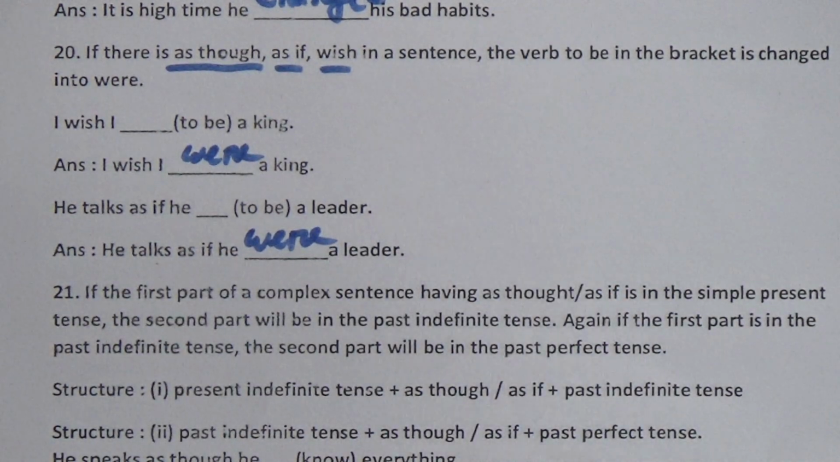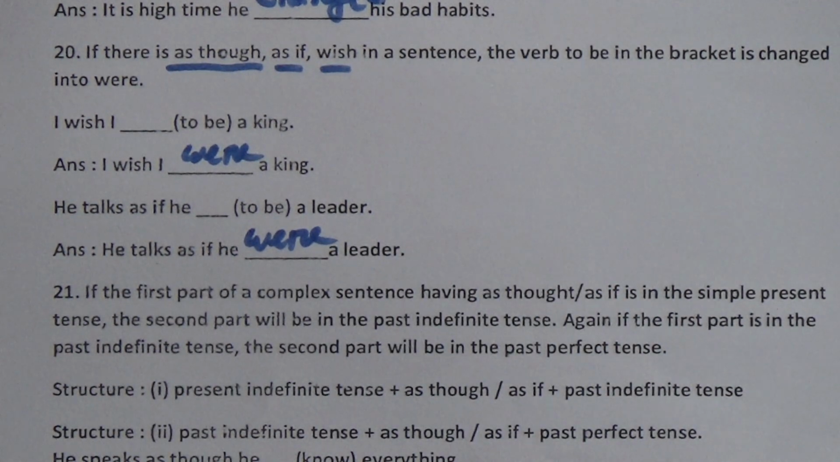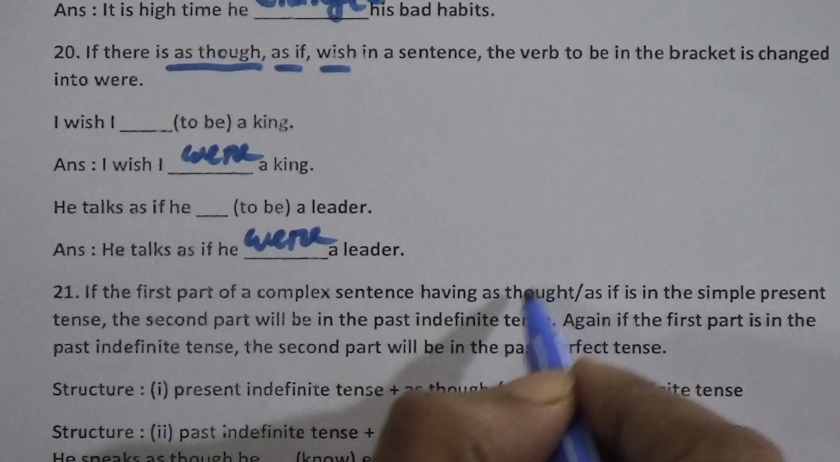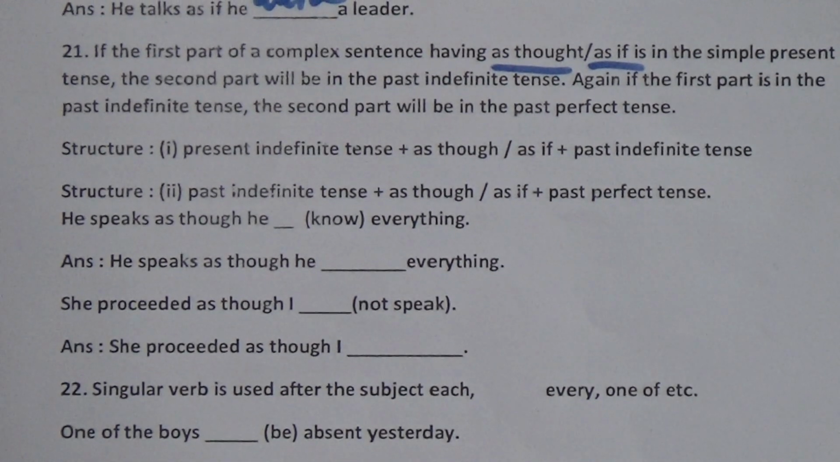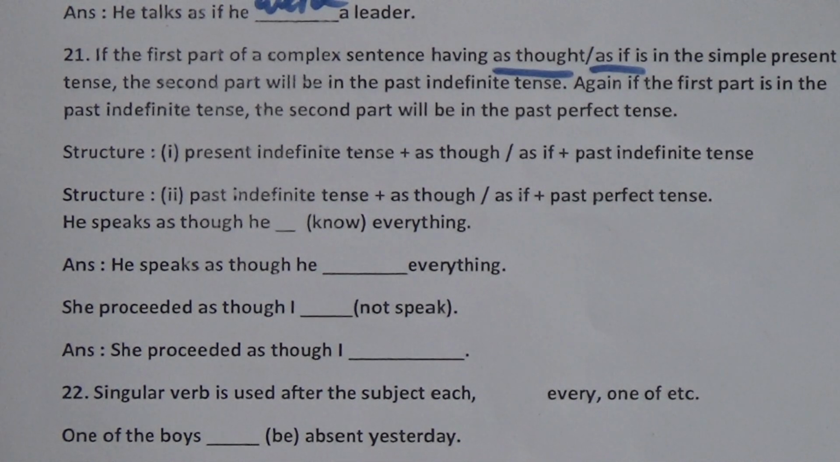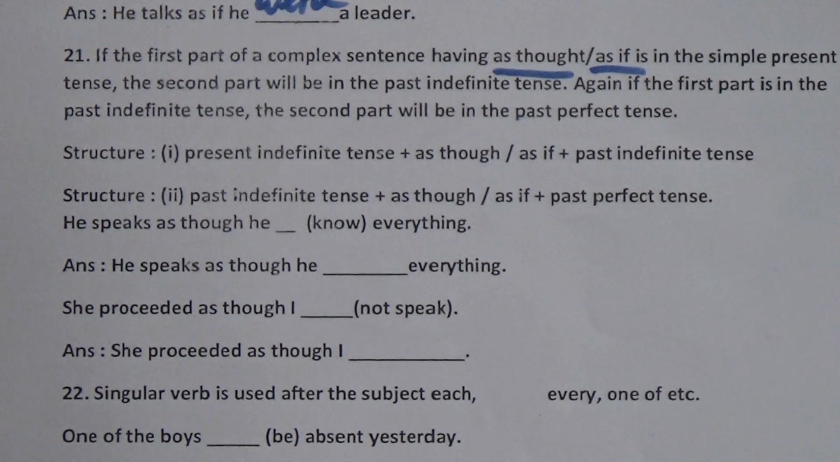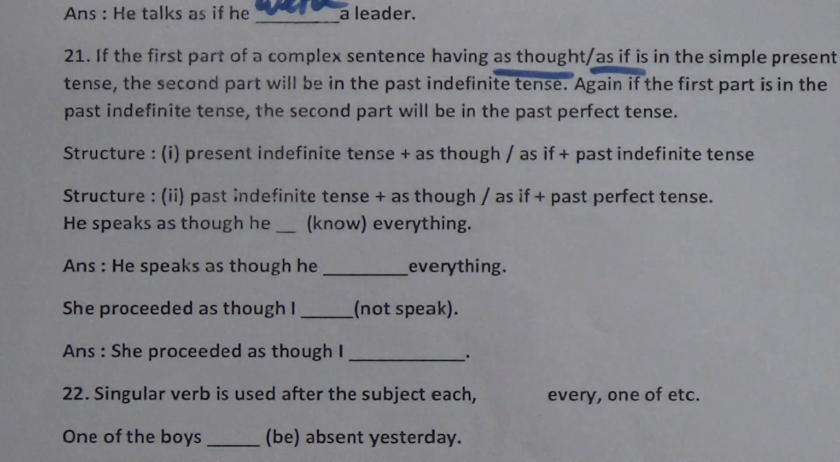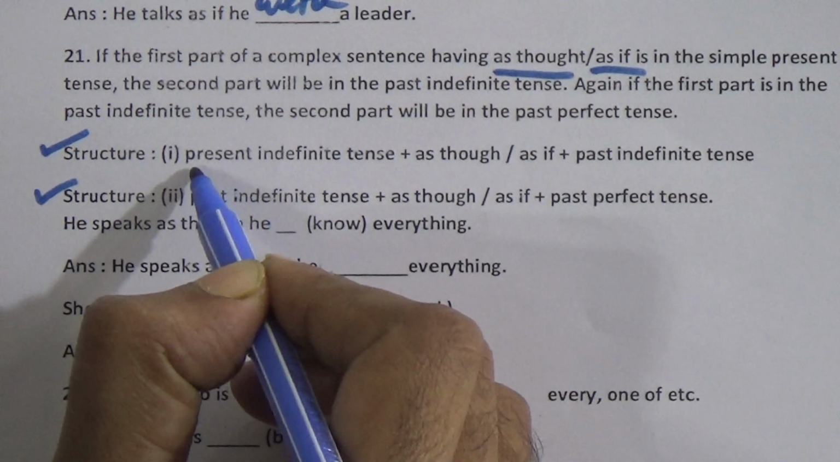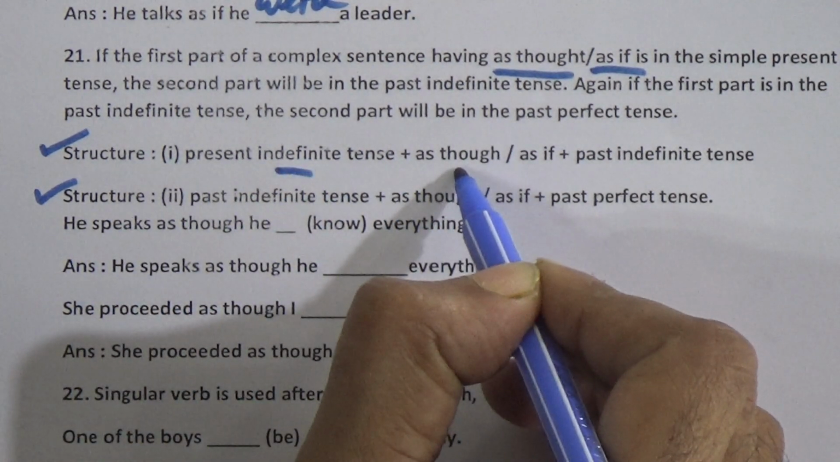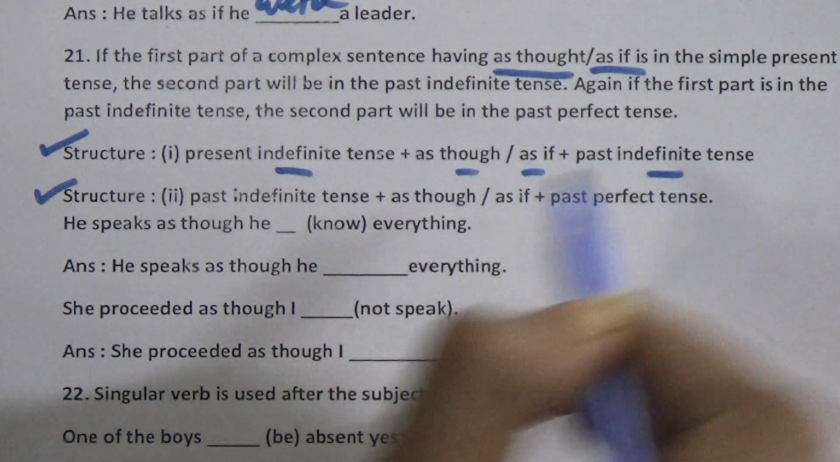The next rule, rule number 21, is also for "as if", "as though". If the first part of a complex sentence having "as though", "as if" is in the simple present tense, the second part will be in the past indefinite. Again, if the first part is in past indefinite, the second part will be past perfect. Structure 1, structure 2: present indefinite plus as though, as if plus past indefinite.